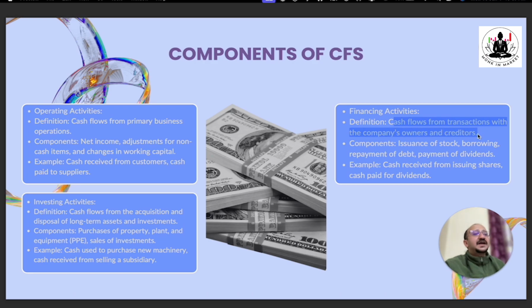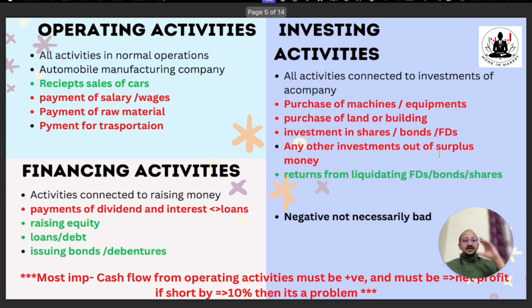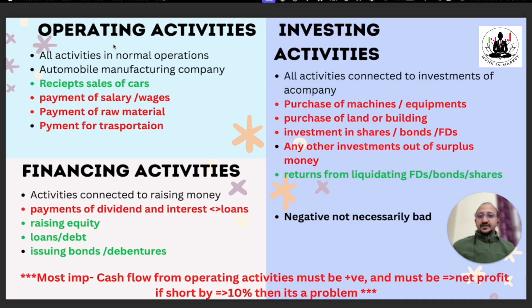It is how I am managing my finances for my company. It could be debt, it could be dividend. Dividend is also very important and comes under this. We are going to see this in the practical part. Now coming to the easier and more practical aspect of this. Operating activities are all the activities of normal operations.